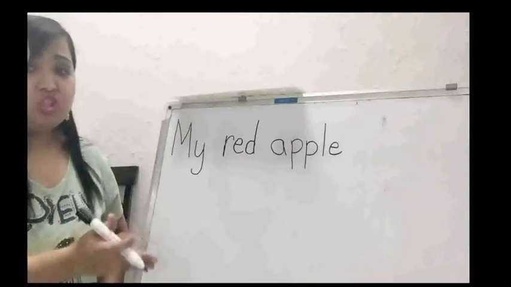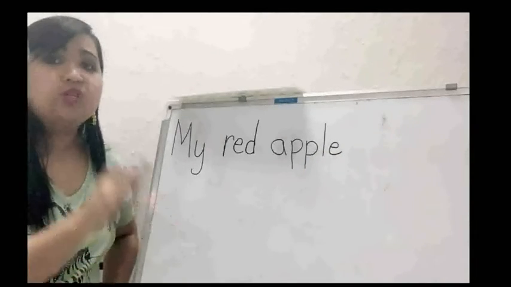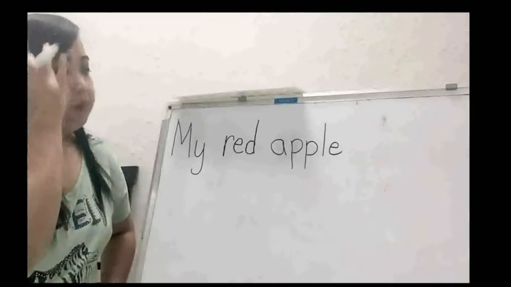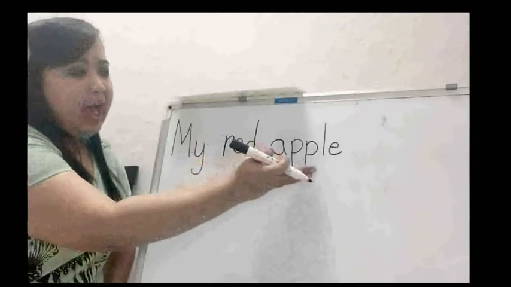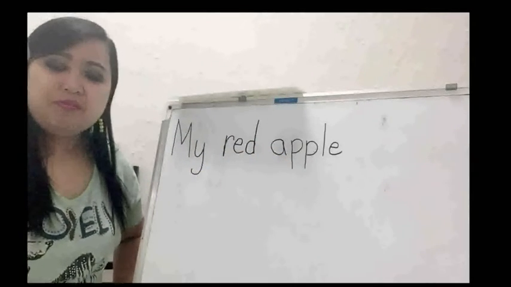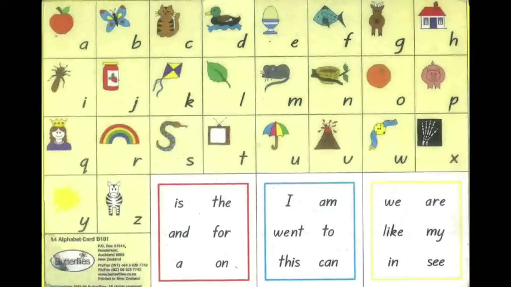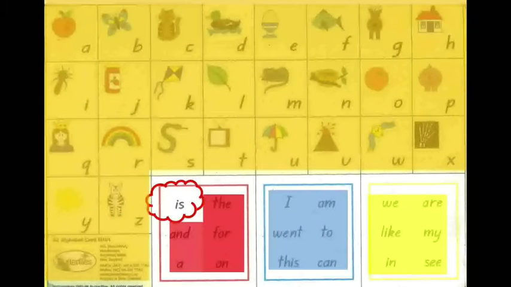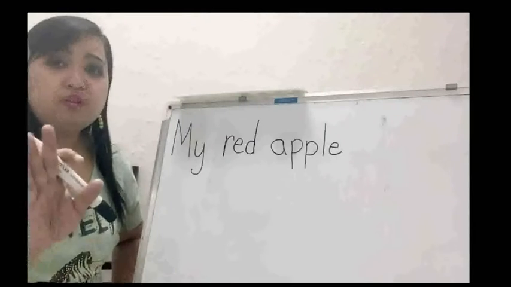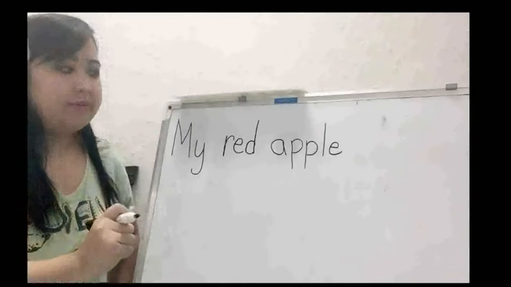Same as before, once you know how to write the first letter of the word, go ahead and keep writing over there. My red apple. What's the next word? Is. Go look inside your butterfly card, but if you already know how to write it without looking at the card, then go ahead and write it on your own. If you need some help, use your butterfly card and look for the word is inside your red box. Now, once you find it, go ahead and write it.